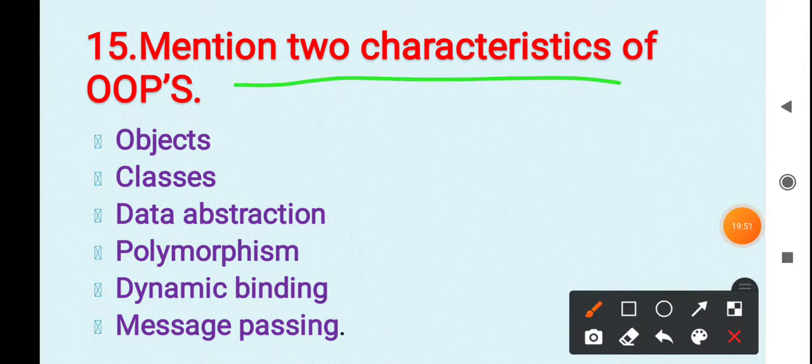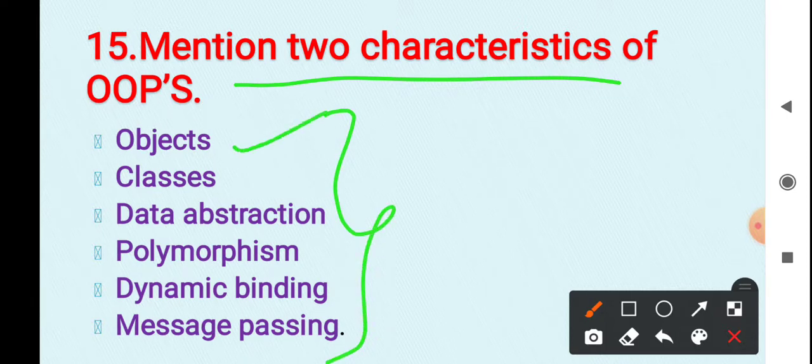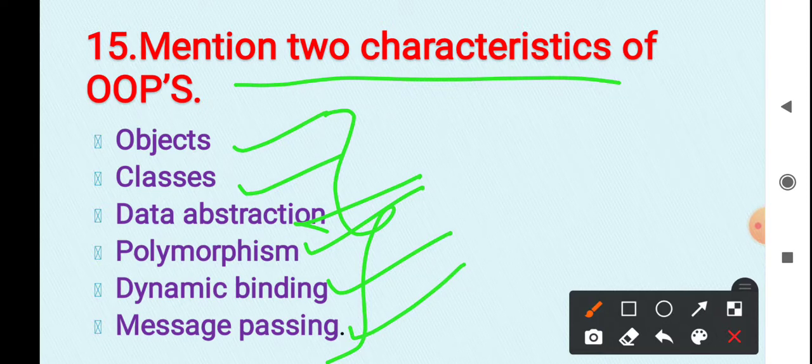Next question we'll move on to. Mention two characteristics of OOPS. OOPS has the following characteristics: it supports objects, it supports classes, data abstraction is supported, polymorphism is supported, dynamic binding is supported, message passing. So these are all the characteristics supported by object oriented programming.